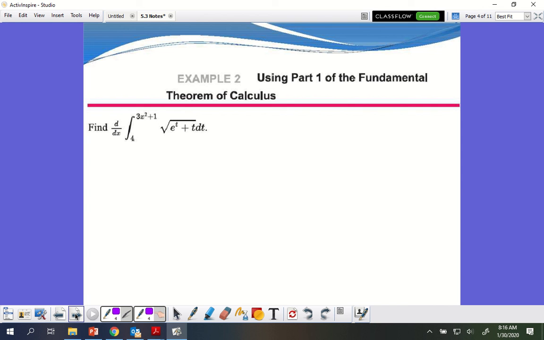Is this dt outside? Yep, the dx is, yeah, dx of the whole thing. And the t is inside the radical though. Yeah, dt means it's in terms of this. Okay, so yeah, this dt is outside.